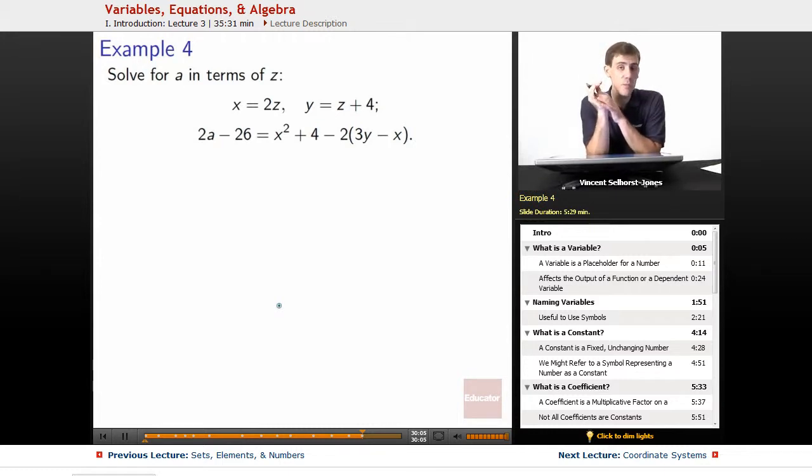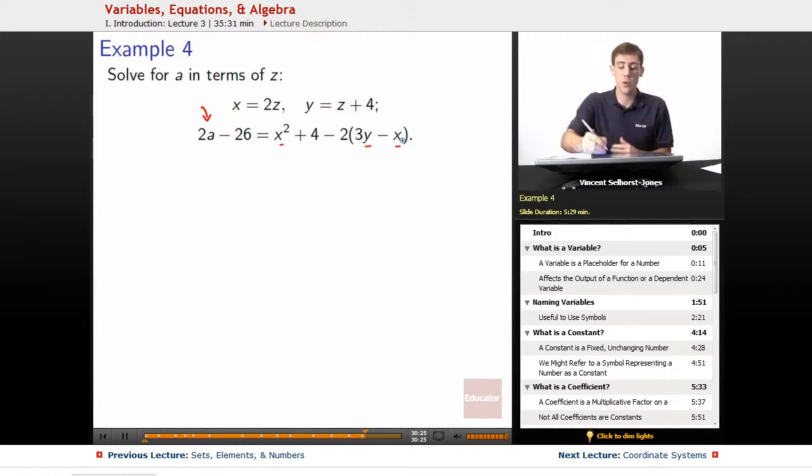This one's a little bit tough, but we can totally understand what's going on here. x equals 2z, y equals z plus 4. We want to solve for a in terms of z. So we've got a in this equation down here, and we've got x squared, and we've got y, and we've got x. So z doesn't currently show up in this equation. We want to solve for a in terms of z.